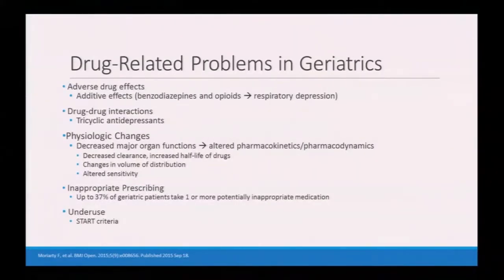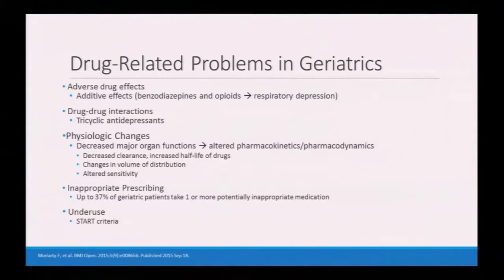Next, I'll address some drug-related problems in geriatric patients. The first thing we want to think about are adverse drug effects, especially your additive effects. So specifically, we look at benzodiazepines and opioids. Together, you can see a lot of respiratory depression in these patients, so it's something to be considerate about. A lot of the drugs that I'll be addressing today have multiple drug-drug interactions, but specifically as a class, tricyclic antidepressants have many drug-drug interactions. You're looking at cardiac function, seizure threshold, anticholinergic activity with those medications.